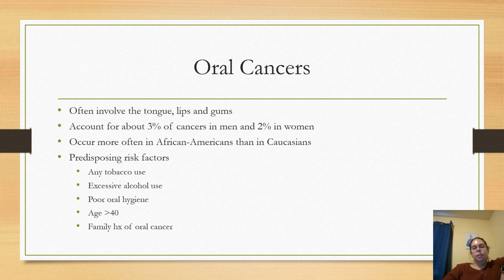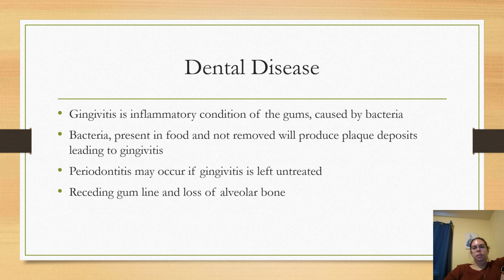Oral cancers, like we said, in tongue, lips, and gums. About 3% of cancers in men and 2% in women. More common in African Americans than Caucasians. Tobacco use, excessive alcohol use, poor oral hygiene, age greater than 40, and family history of oral cancer are predisposing factors. And then dental disease, gingivitis is inflammation of the gums caused by bacteria.